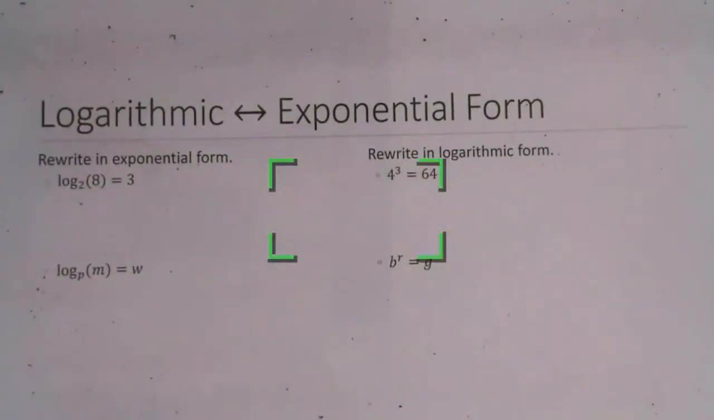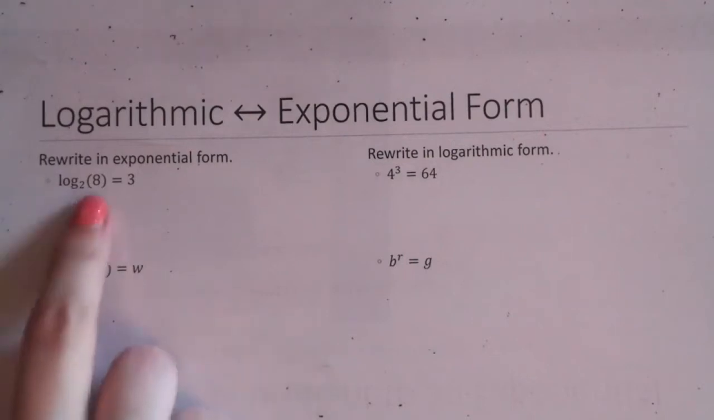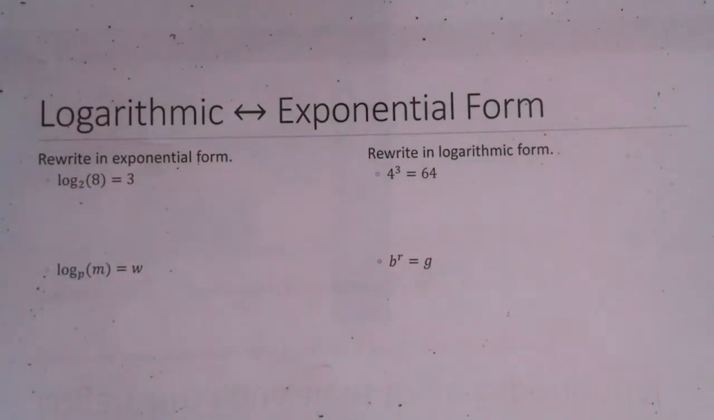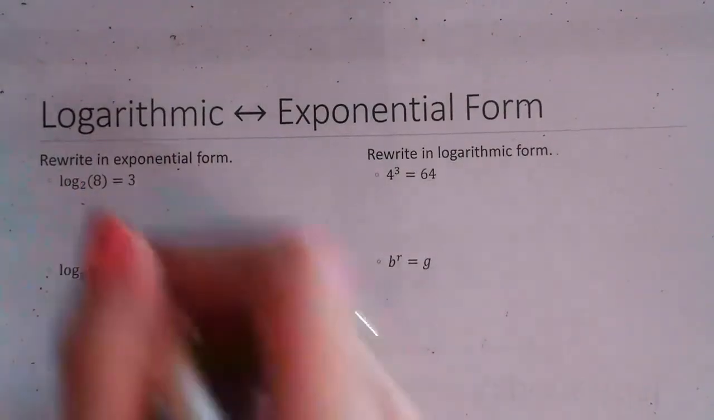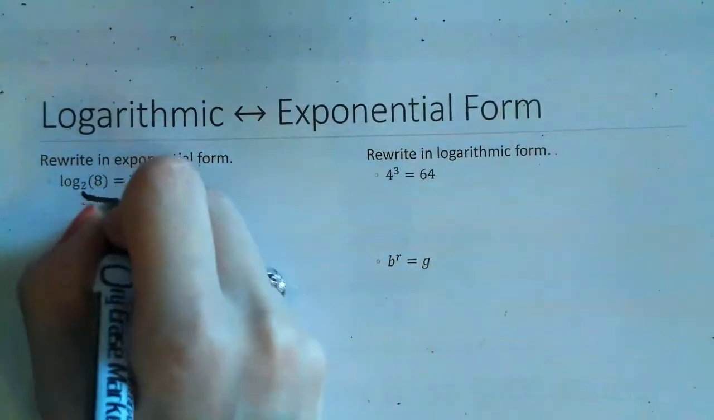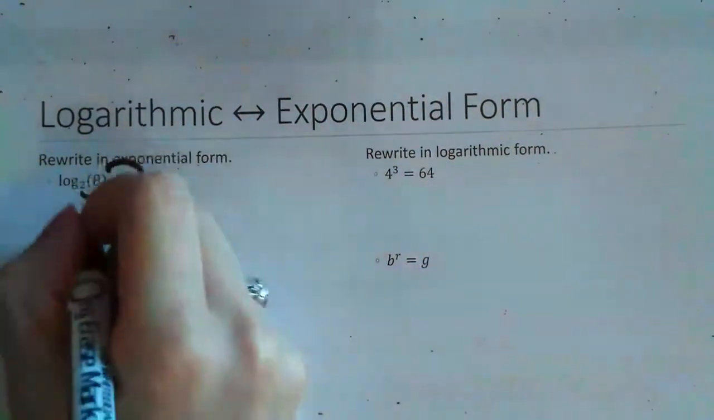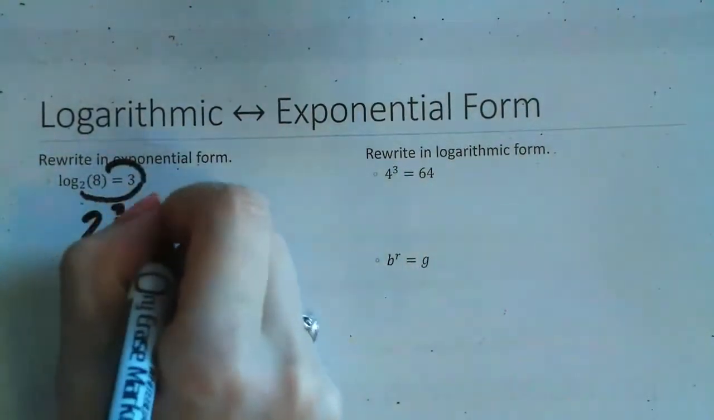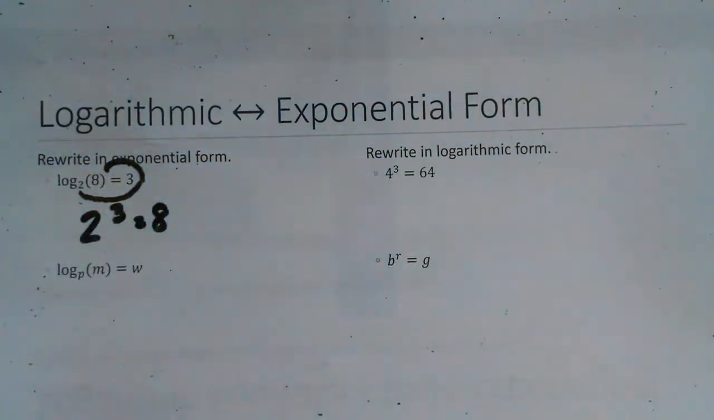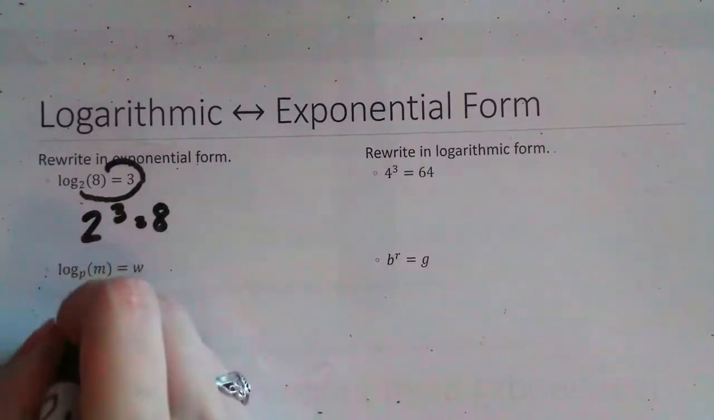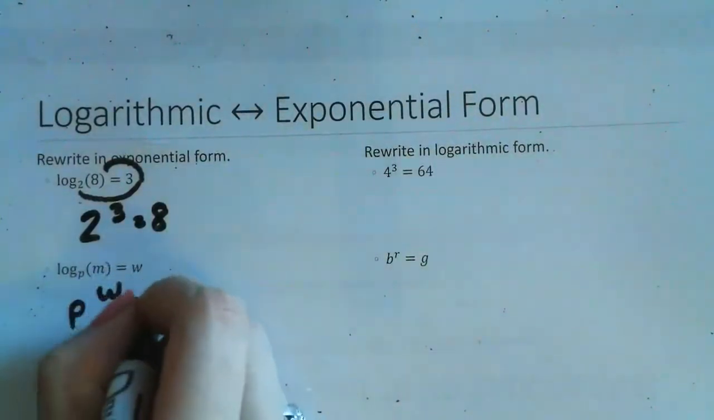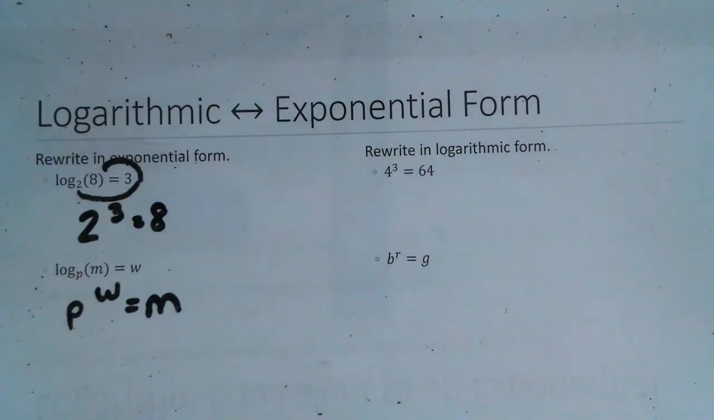We're going to practice going between logarithmic and exponential form. Starting with some logarithm equations, we are going to switch them into exponential form. First up we have log base 2 of 8 equals 3. If I use the snail, I will get 2 to the third power equals 8. And that's how I write it in exponential form. Log base p of m equals w would be p to the w power equals m.